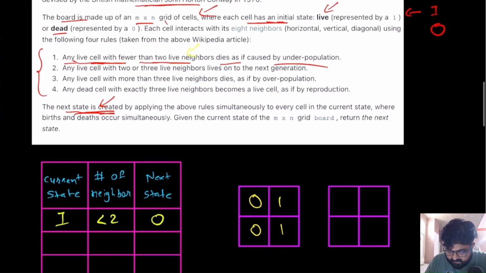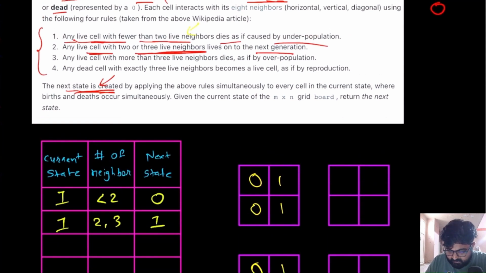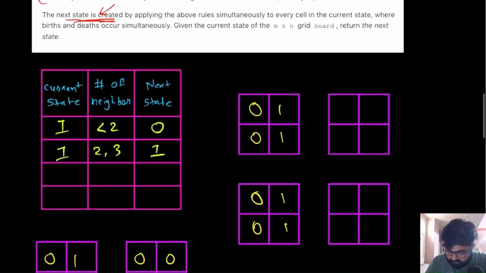Now the next one is that any live cell with 2 or 3 live neighbors will live on to the next generation. So if the current state is 1, and if the number of neighbors is either 2 or 3, then the next state is going to be live for that particular cell. That is good. Now the third one is that any live cell with more than 3 live neighbors would die due to overpopulation. So if the current state is live and the number of neighbors is greater than 3, then the cell is going to die and the next state is going to be 0.